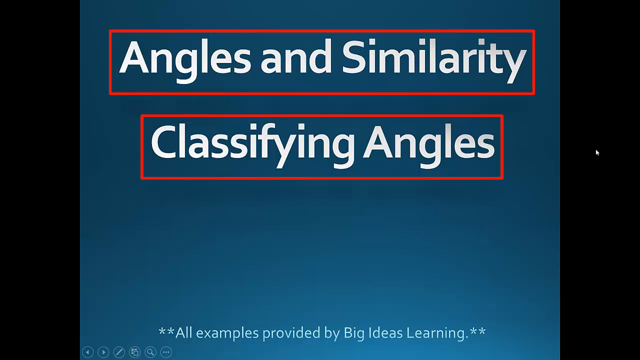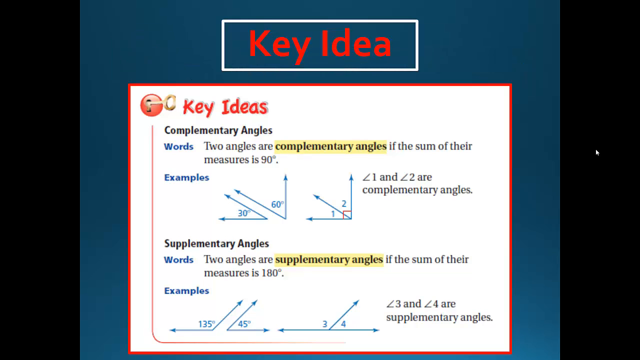Today's lesson is on classifying angles. First, we're going to look at our key idea. Two angles are complementary angles if the sum of their measures is 90 degrees.